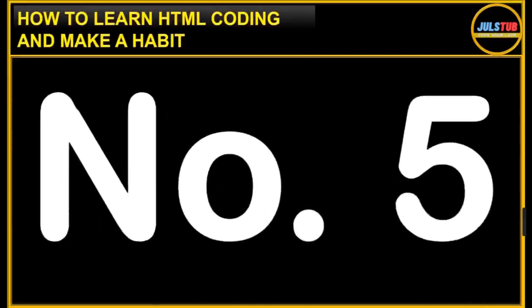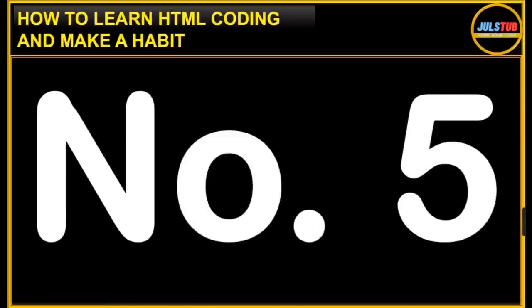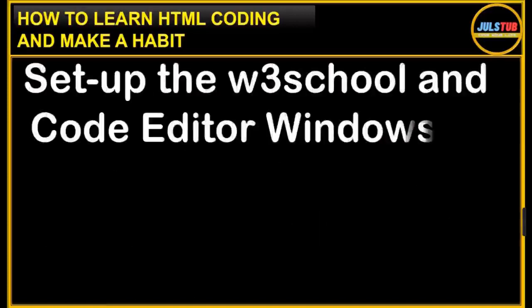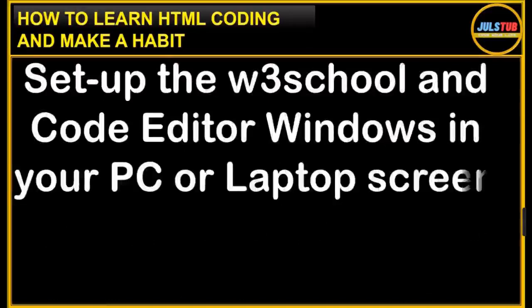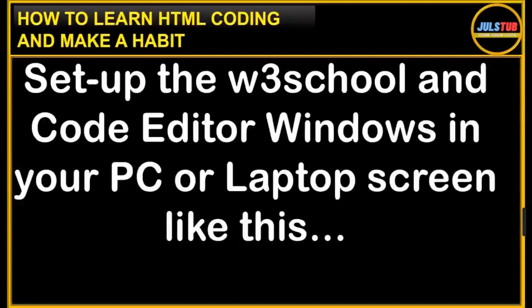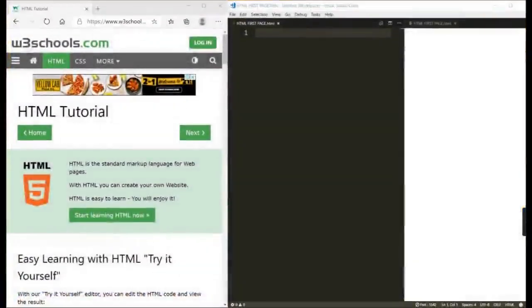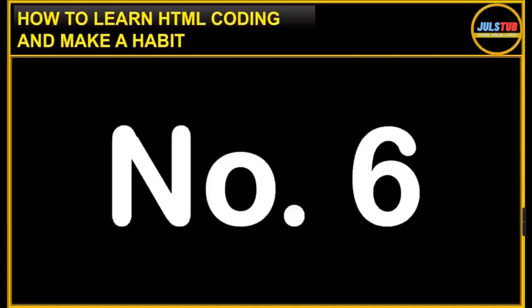Number 5. Set up the w3schools.com page and the code editor on your PC or laptop screen, like this. On the left is the w3schools.com page, while on the right is the code editor where you type the code lessons. Number 6.